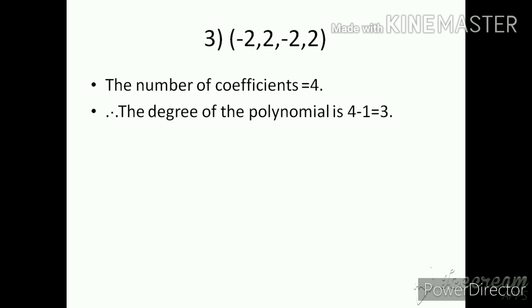Now with the 2, what will we write? Minus 2x raised to cube. After that square, after that x, and last we write coefficient 2. The index form is minus 2x raised to 3 plus 2x square minus 2x plus 2. This way, children, we have to write in index form. Now question number 9 is your homework part, children.